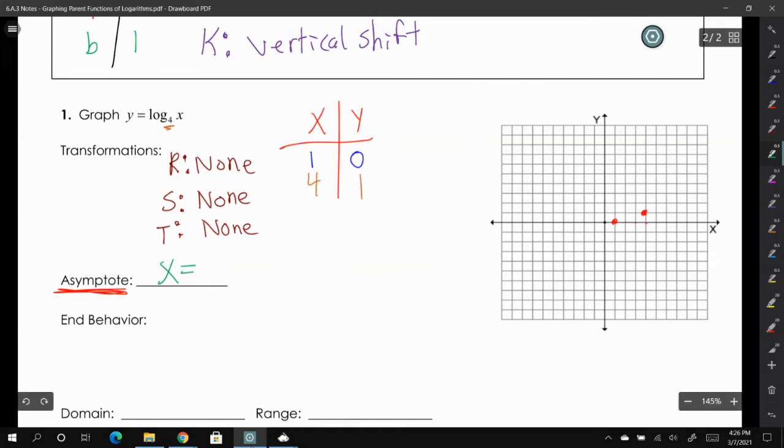Our vertical asymptote will always start at x equals 0. And this is how we're going to draw it to kind of help you not cross it. We use a dotted line. So our asymptote is at x equals 0. So now when I graph this, I got to make sure I don't cross my asymptote. So my graph will look something like that. Let's draw this a little bit nicer. So our asymptote is x equals 0.